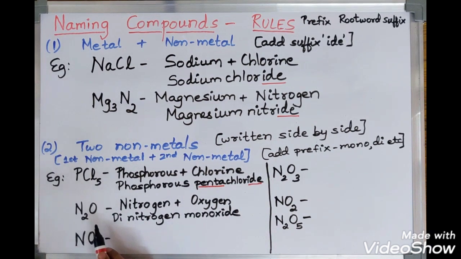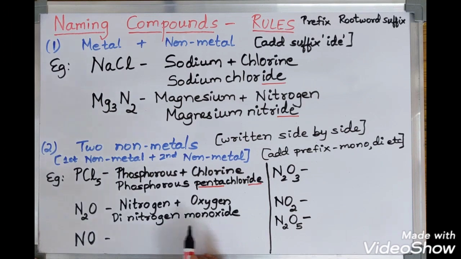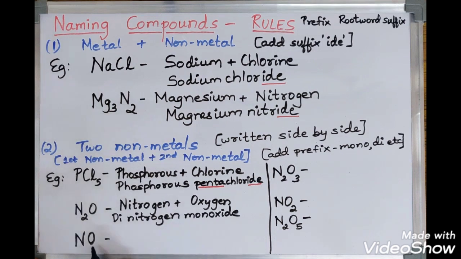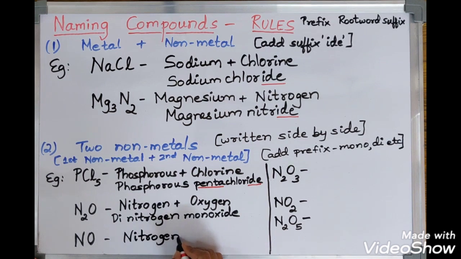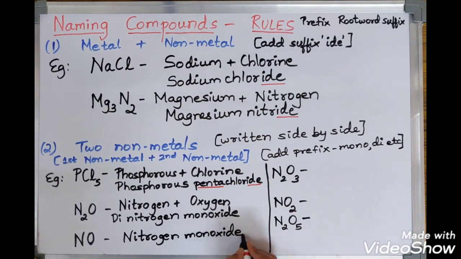I hope you know the common name of dinitrogen monoxide. It is nitrous oxide. It is known as the laughing gas. Now here we have nitric oxide as a common name, but we need to write the chemical name. According to the chemical name, we have 1 atom of nitrogen, 1 atom of oxygen. So it is nitrogen monoxide. For the first one, you don't have to write mono for the first non-metal.